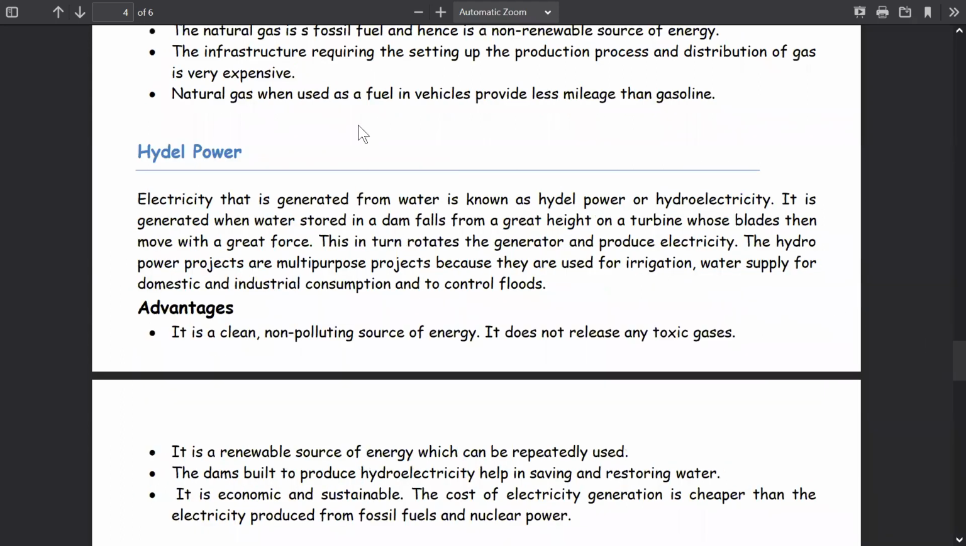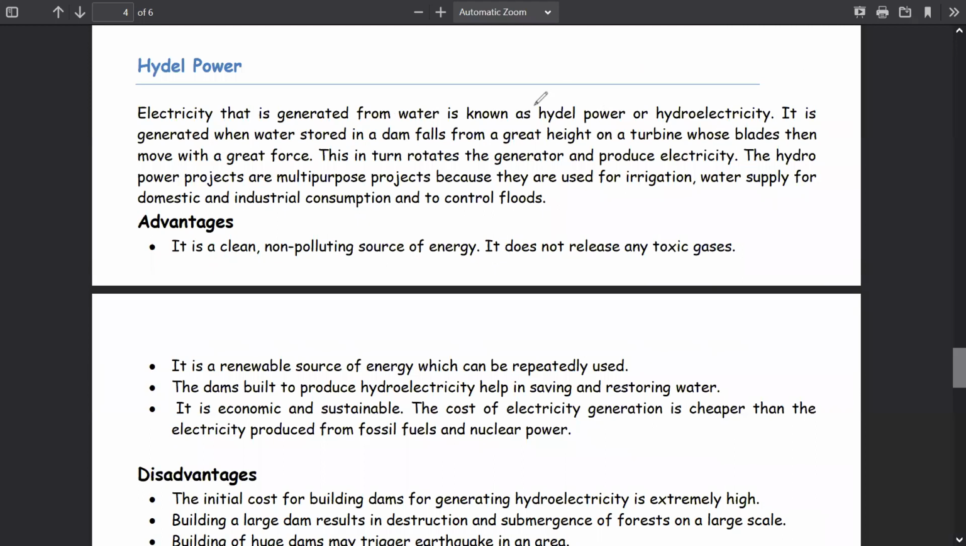Okay, electricity that is generated from water is known as Hydel power. As the name suggests, it is generated when water stored in a dam falls from a great height on a turbine whose blades then move with great force. This in turn rotates the generator and produces electricity.